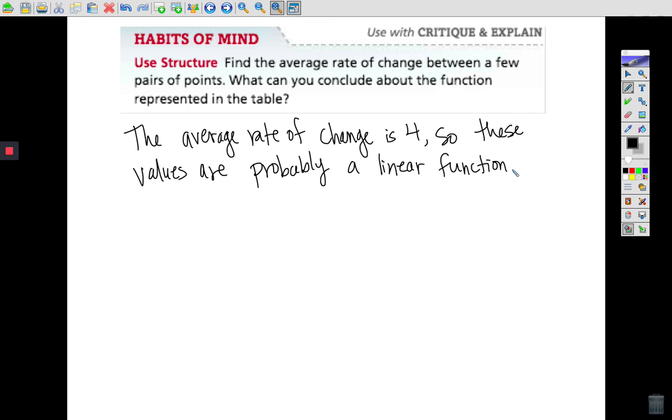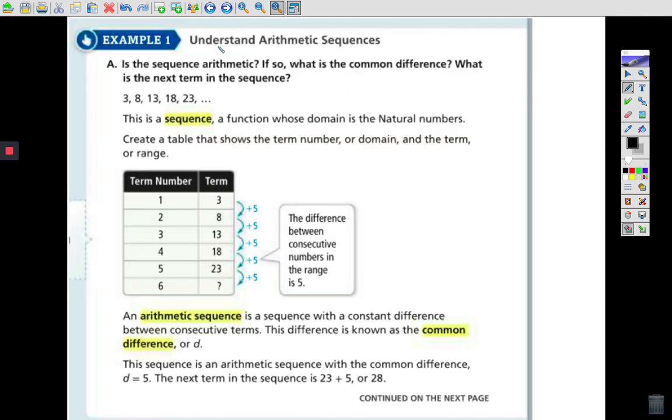All right, so this next part is still on page 31. It says, is the sequence arithmetic? If so, what is the common difference and what would the next term be in our sequence? So we've got this table that they've given to us. It says this is a sequence, a function whose domain is the natural numbers. Create a table that shows the term or domain and the term or the range.